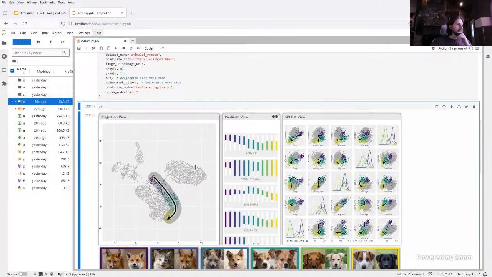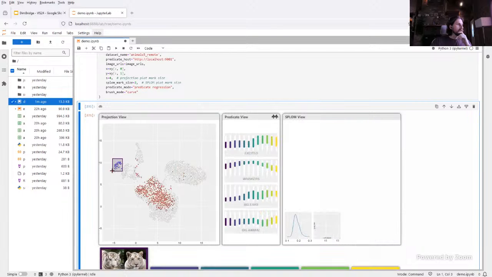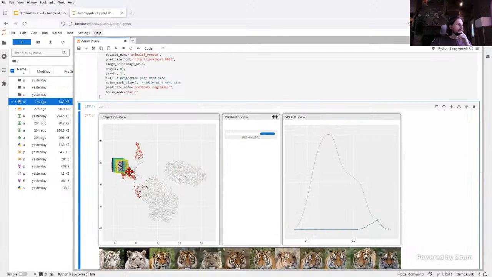So this can be anything. This can be the curve following the path of a specific cluster. In this case, we have this path kind of connecting these two clusters, so we can try to explain that. Or a cluster with a particularly interesting shape, we can just follow the shape of that and see what that tells us.